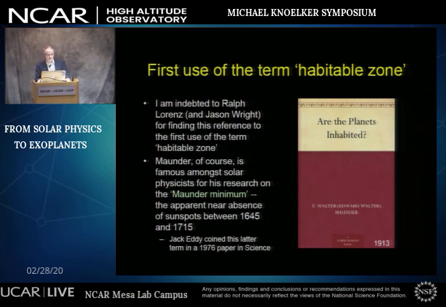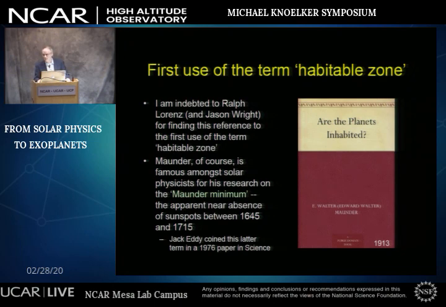I wasn't there. However, my colleague Jason Wright at Penn State dug up his abstract and found out what Lorenz's talk was on. The term habitable zone was actually used by Walter Maunder in his book, Are the Planets Inhabited, in 1913. And we've already heard some about the Maunder minimum at this meeting.